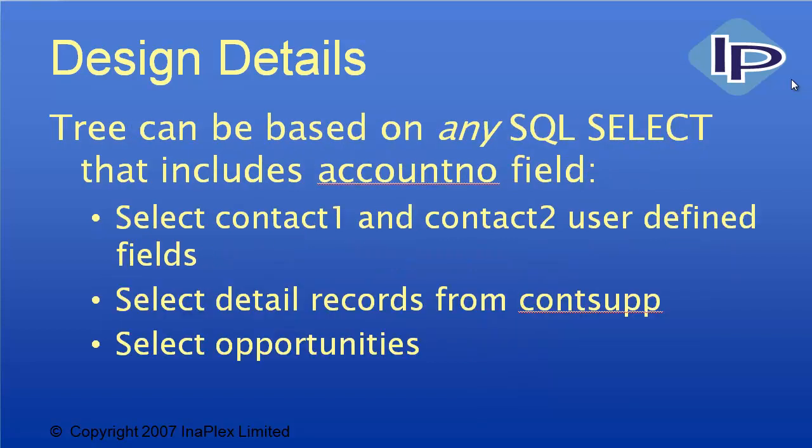The trees can be based on any SQL select statement that includes the account no field. So for example, we can select contact 1 and contact 2 user-defined fields. We can select detailed records from ConSUP, or we could select opportunities and use any combination of those to build the relationship tree. This gives you enormous power and flexibility in building different types of trees.